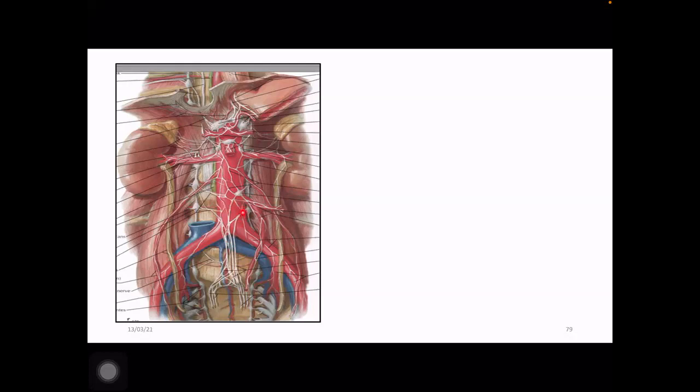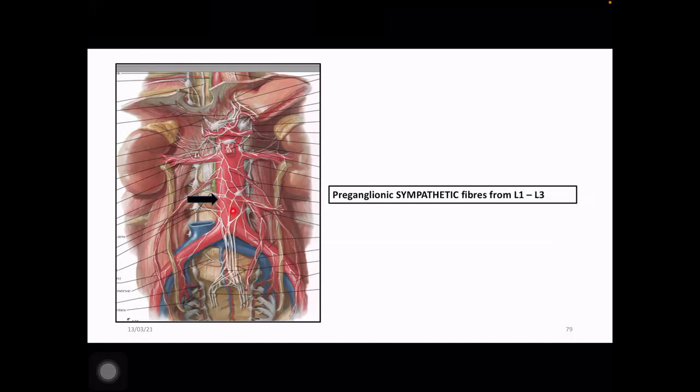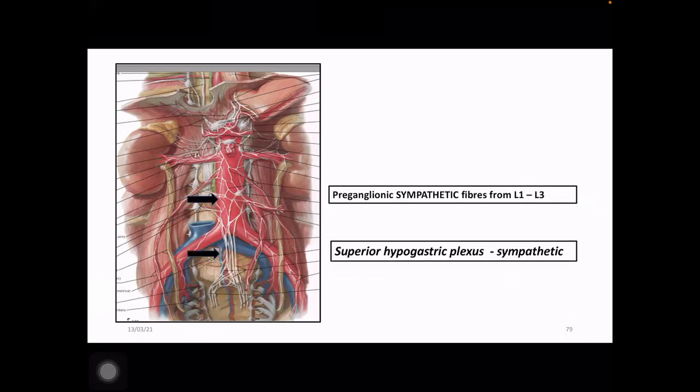These are all present in this pre-aortic plexus with the sympathetic nerve fibers. So this area is all preganglionic sympathetic fibers from L1, L2, L3, and all this condenses to form the superior hypogastric plexus. My highlighter is exactly on the superior hypogastric plexus. It contains only sympathetic fibers. Till now, it has not received any parasympathetic fibers.